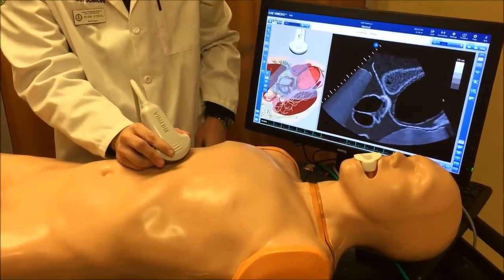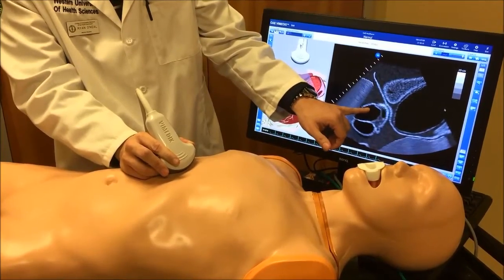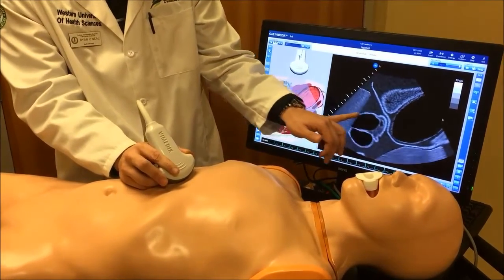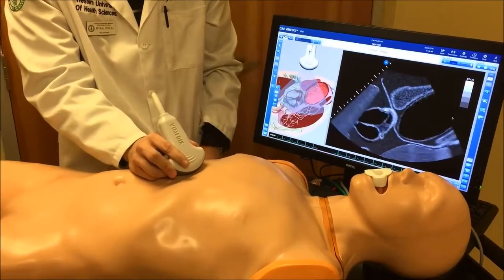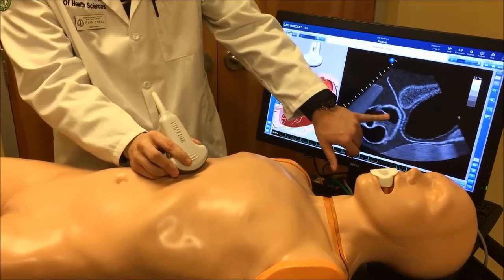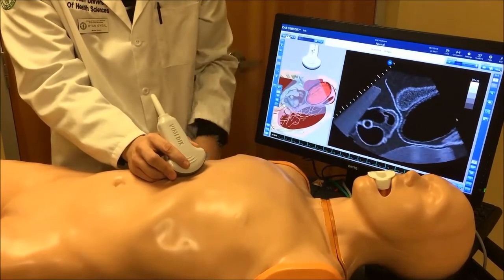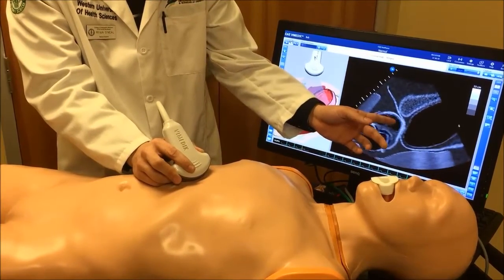until the atria are viewed. Here, we have the left atrium and the right atrium. We know this is the right atrium because the indicator is pointed to the patient's right. Here, we can also see the tricuspid valve. This is important because it indicates flow from the right atrium to the right ventricle.